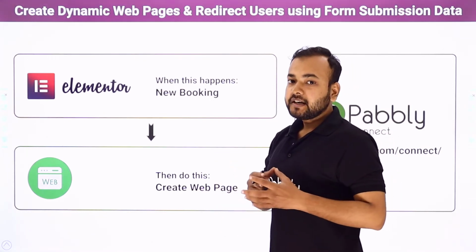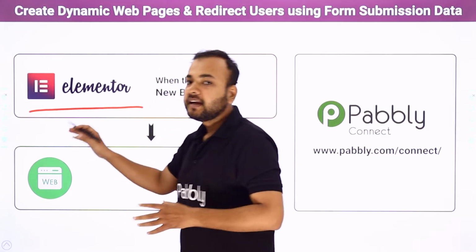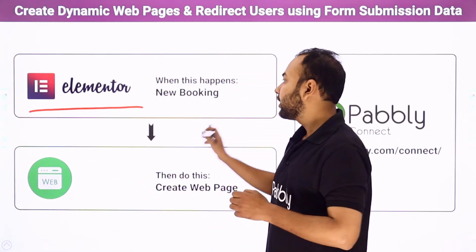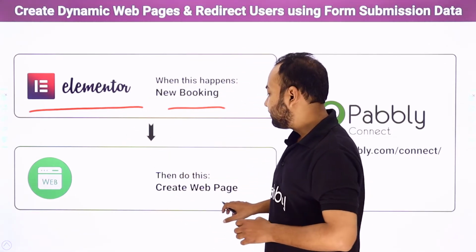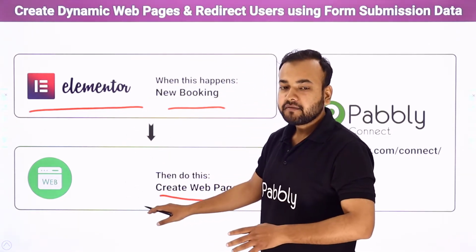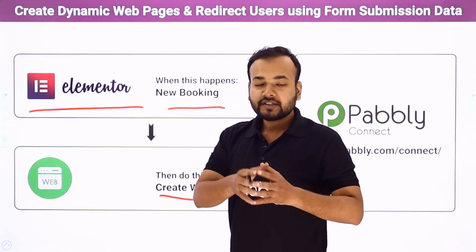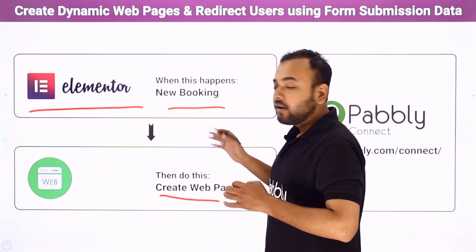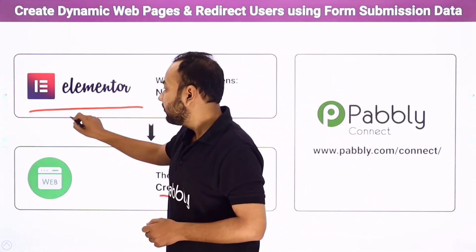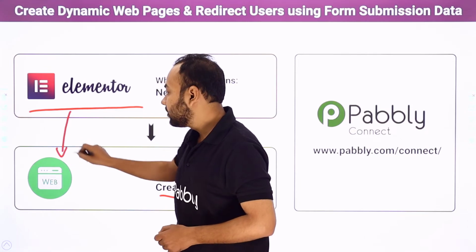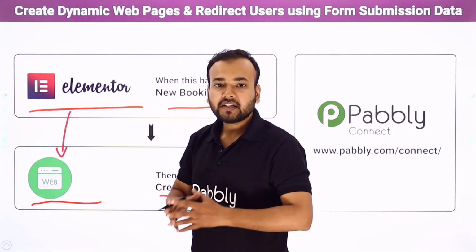Suppose that you have created the booking form with the help of the Elementor application, right? And as and when you get a new booking from this form, you want to redirect the person to a different, dynamically created web page where they can find the tickets and download them. So by the process that I am going to tell you, whenever you get a new booking, the person who has filled the form will be automatically redirected to a dynamically created web page, and there they can find the tickets and download them.